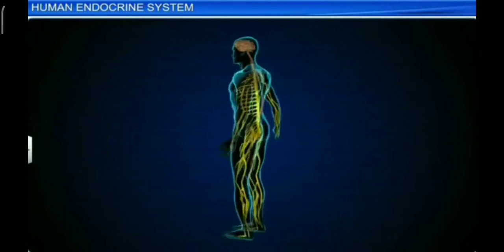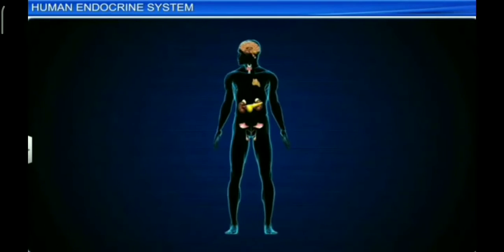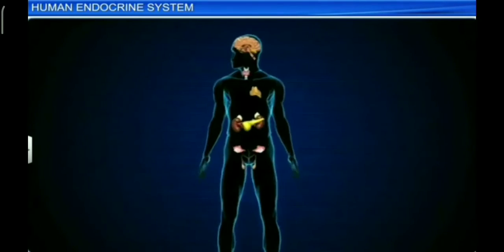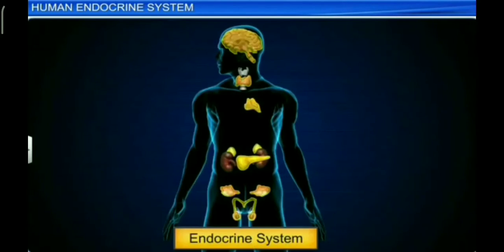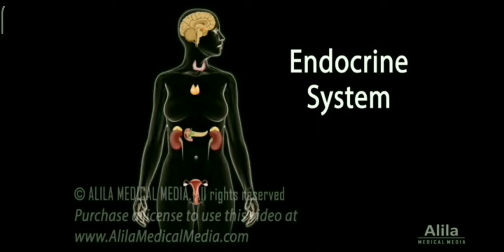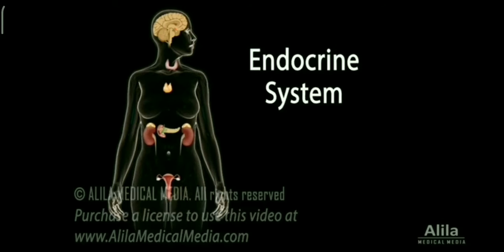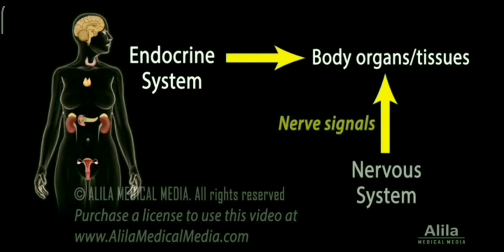Higher animals have complex body organization. Due to this, in addition to the nervous coordination, there is need of chemical coordination. Chemical coordination is carried out by secretions of ductless glands. This chemical coordination system is also called the endocrine system. Endocrine system controls body activities by means of chemical messengers. These messengers are called hormones.